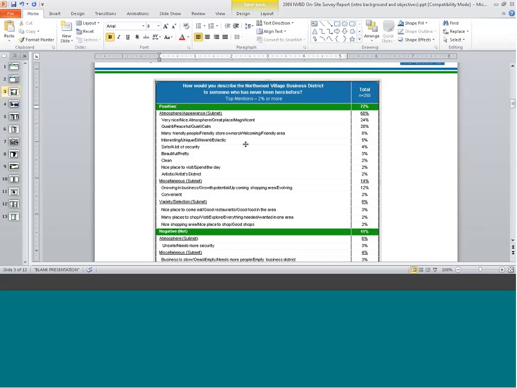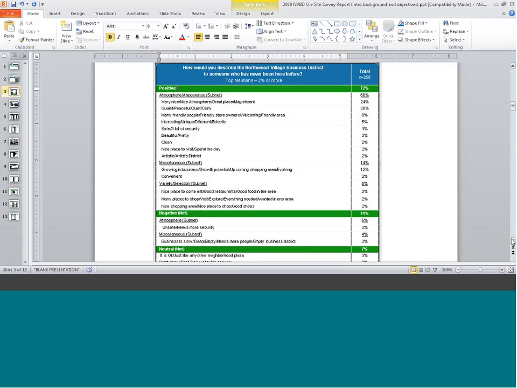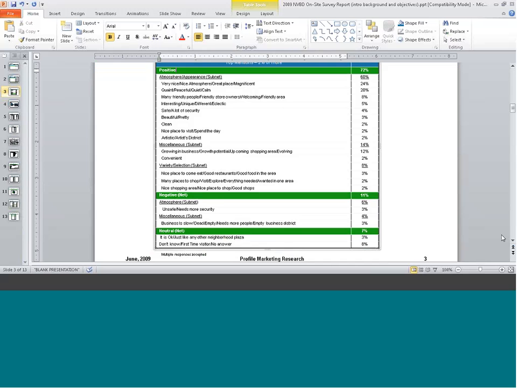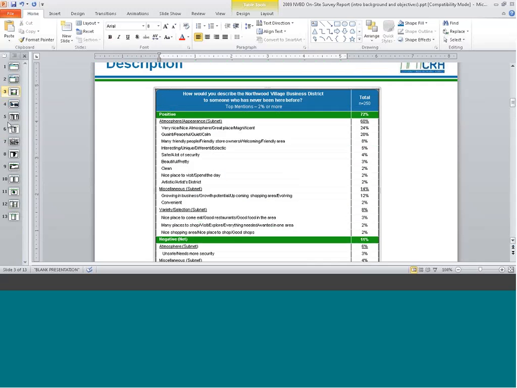And then if you were to talk about some things to fix, in your executive summary, you might want to say that some of the folks thought that they need more security and that business is slow. Okay, so those might be some things you point out, which were the negatives.